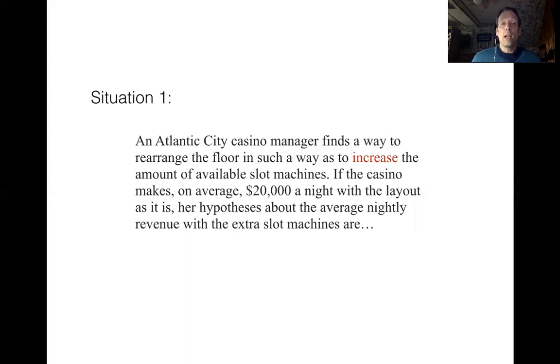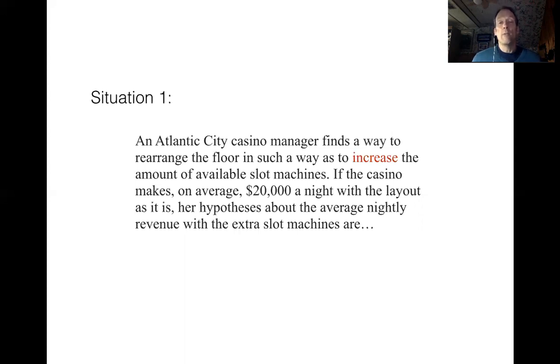When we're thinking about how the H0 and the H1 should be written, think of the H0 as the devil's advocate hypothesis. It's going to say, go ahead and try to rearrange the layout of the casino floor as much as you want. You're not going to be able to do anything.